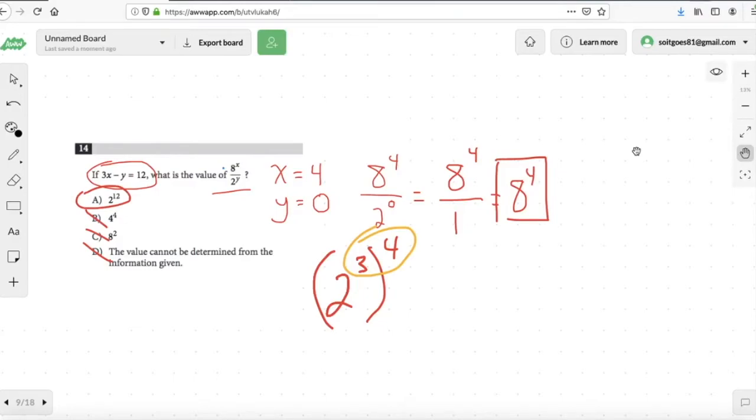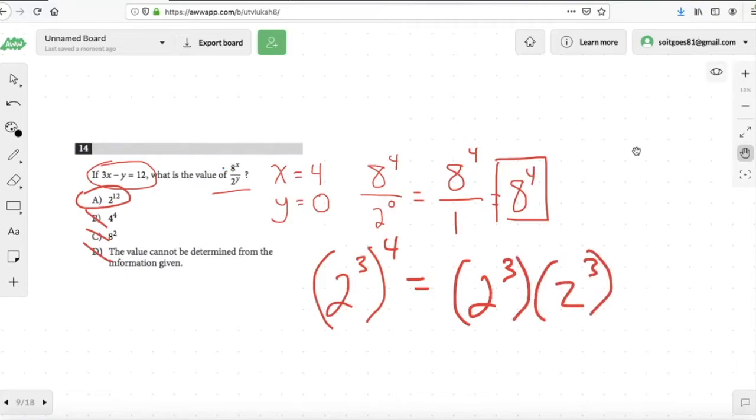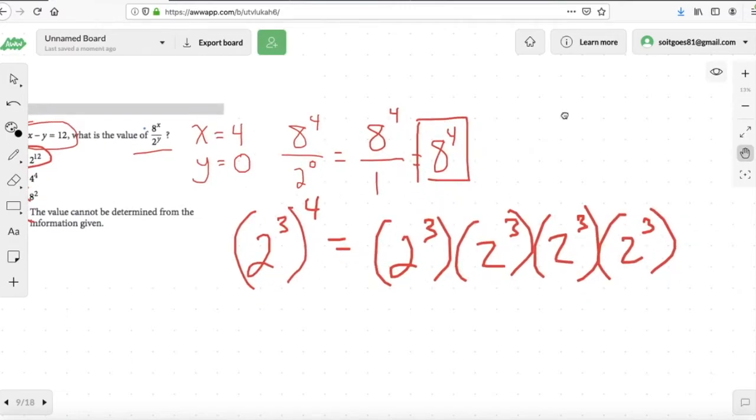Think about what that expression means. 2 to the power of 3 to the power of 4. Think about what that means. All right? That means 2 to the power of 3 multiplied by itself 4 times. So that's the same as 2 to the power of 3 times 2 to the power of 3 times 2 to the power of 3 times 2 to the power of 3. Does that make sense, Ariane? Yes. Okay.